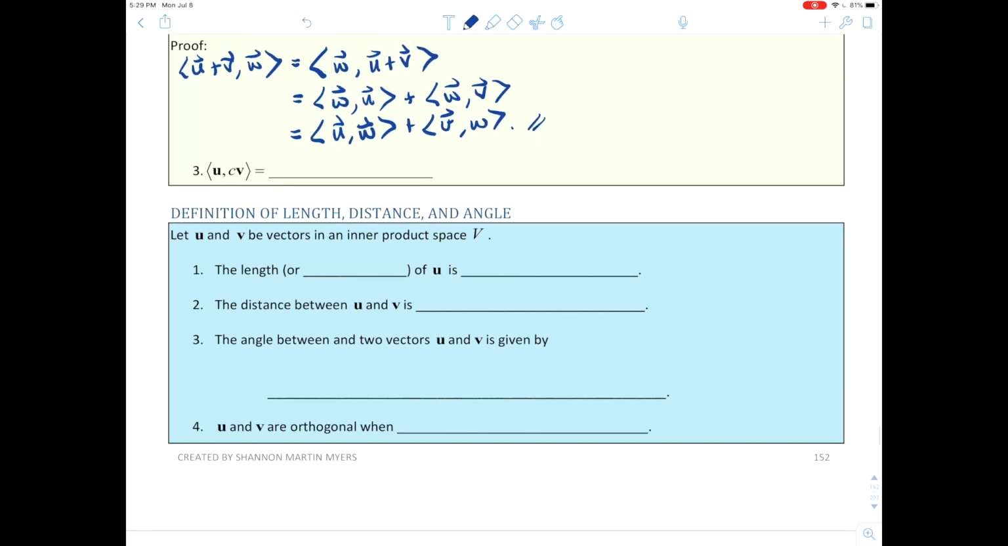Cool? And then we have another property for a scalar. If you have the inner product of a vector u and a scalar times a vector v, that's equivalent to the scalar times the inner product of u and v, which is also equal to c times the inner product of u and v. Cool? All right. Now, these are all the same definitions. We're just using general inner product notation as we learned for the dot products.